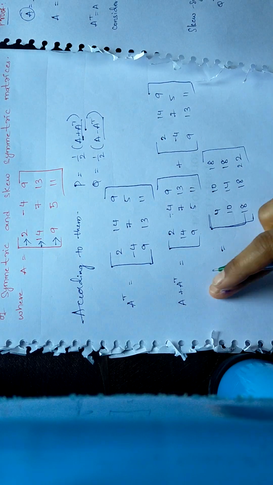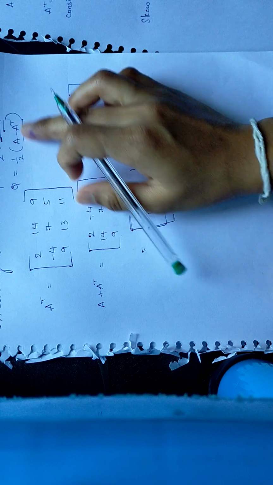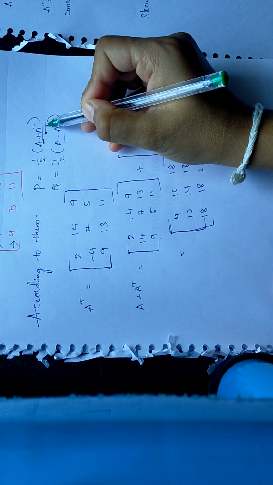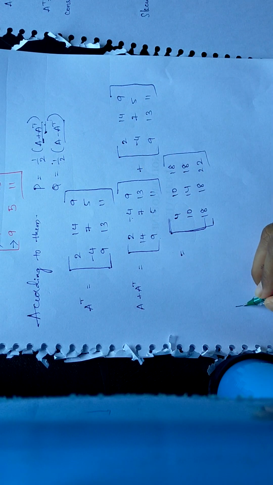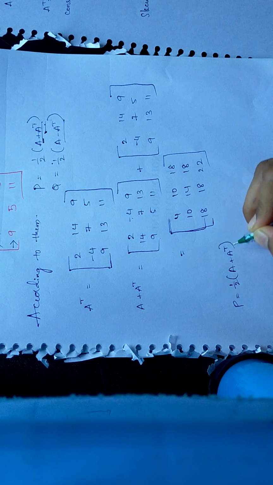So we have written A plus A transpose. Now what we have to find? We have to find the P. What is P? P is half of A plus A transpose. So I'll write here P is equal to half of A plus A transpose.